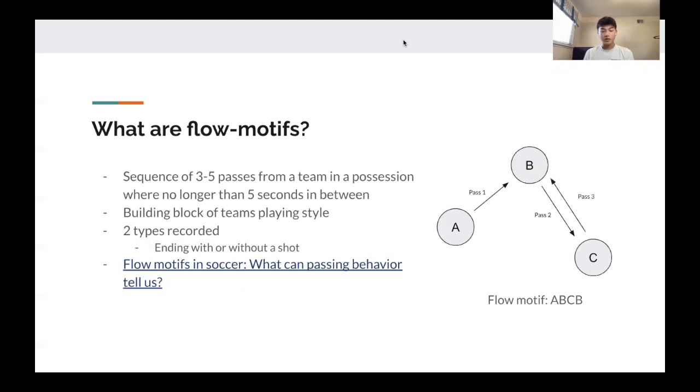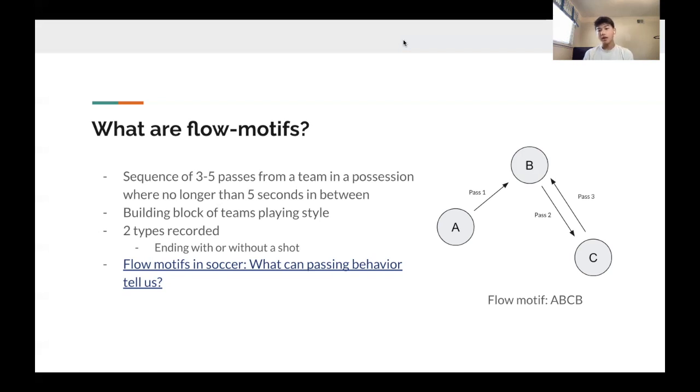So what are flow motifs? Flow motifs are sequences of 3 to 5 passes from a team in a possession where there's no longer than 5 seconds in between. Since passing is the most prevalent part of a team's playing style in soccer, these flow motifs zoom in on the team's playing style and then offer a way of quantifying it. There are 2 types of flow motifs which I recorded in the study, one with shots ending and one without shots. This was inspired by a separate research study, Flow Motifs in Soccer: What Can Passing Behavior Tell Us?